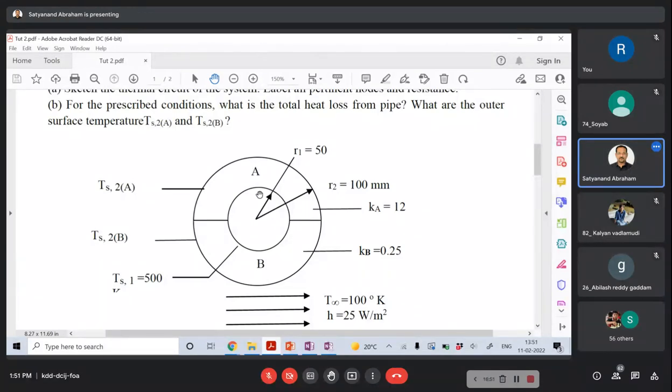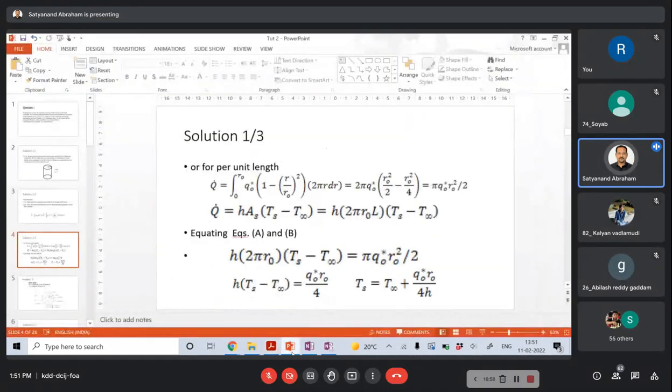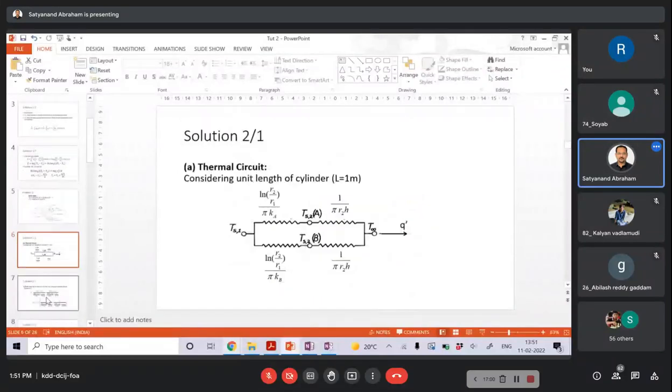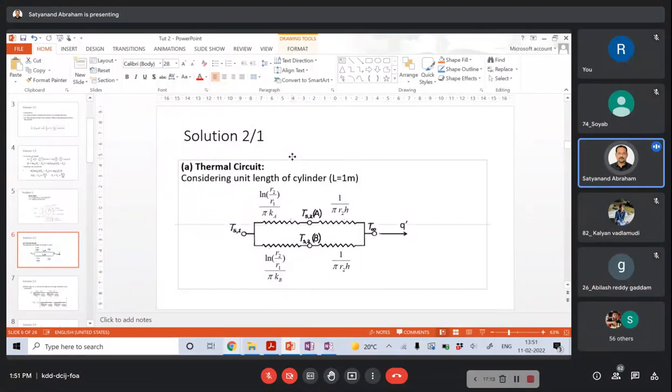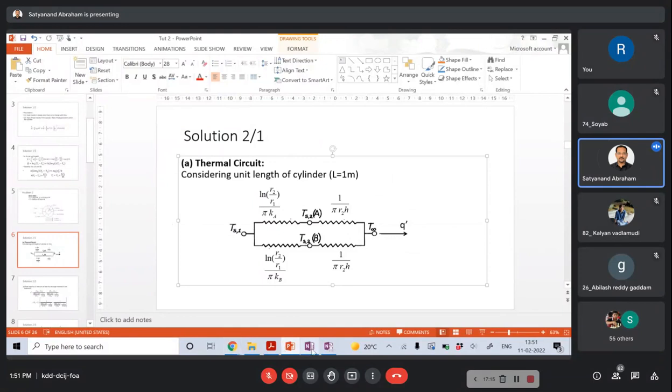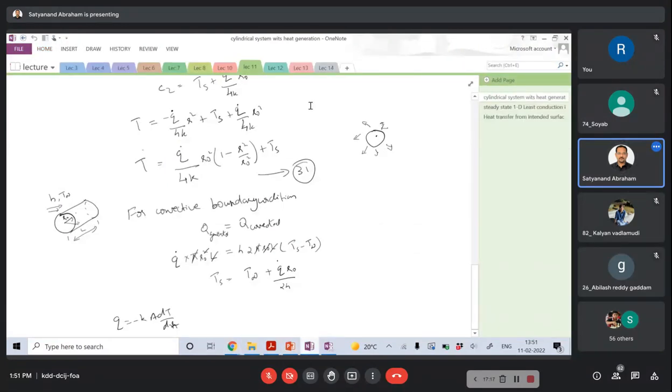So we can see how to tackle this one. Basically we can go for a parallel resistance mode, so parallel resistance is what we are going to consider. We are considering obviously a unit length. So what is the thermal resistance for a cylinder? What is the thermal resistance for a cylinder?